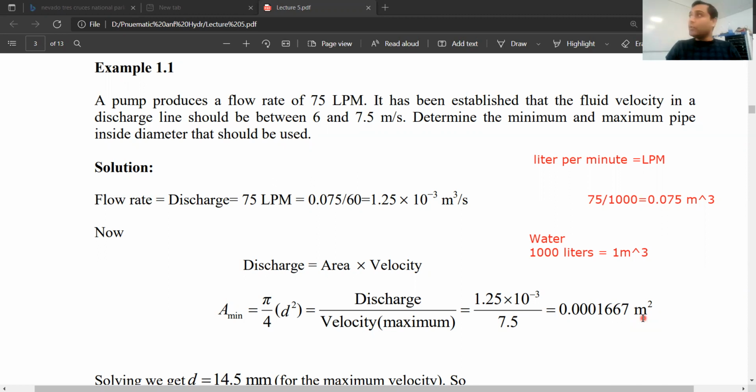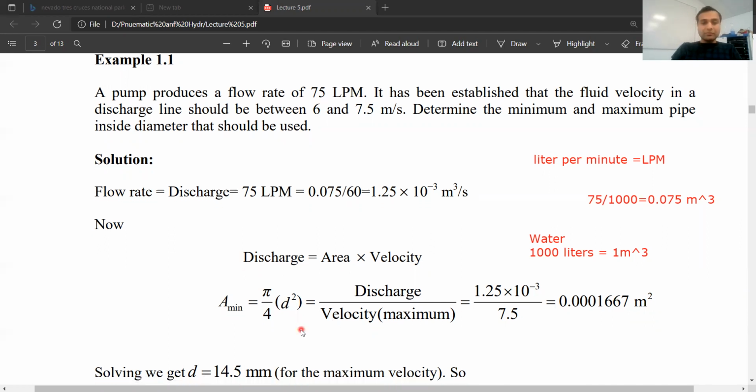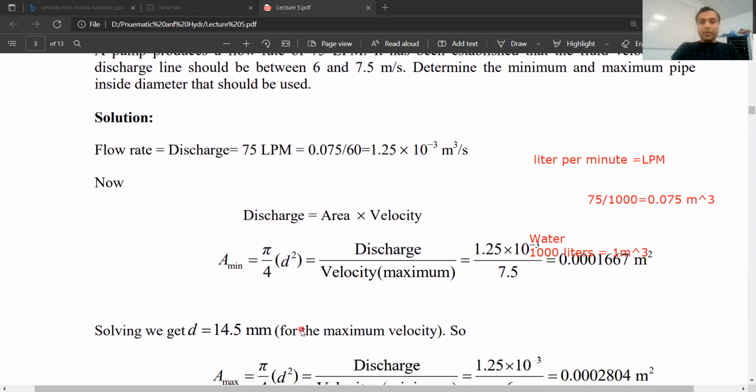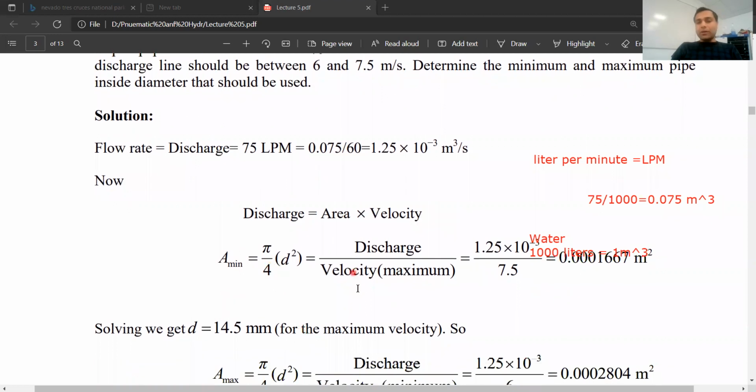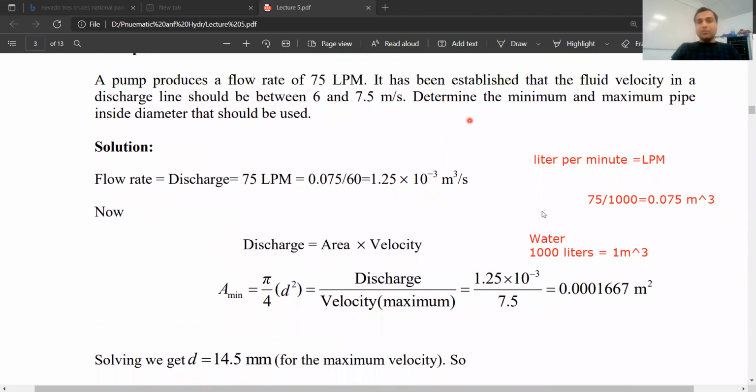Okay, so that will give you 1.667 times 10 to the minus 4. So you get a similar answer. Now this is the minimum area. Obviously I have the area, but I need to find out the diameter. To find that one, what you need to do is rearrange that one.